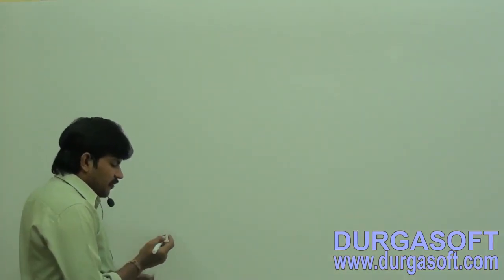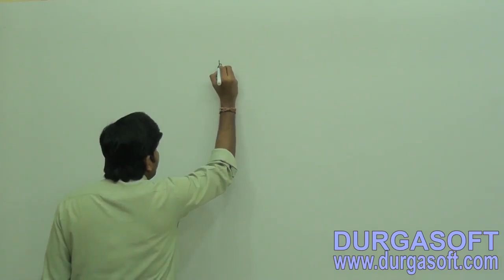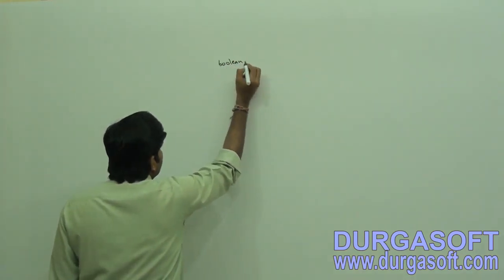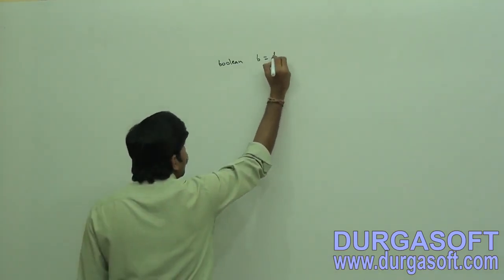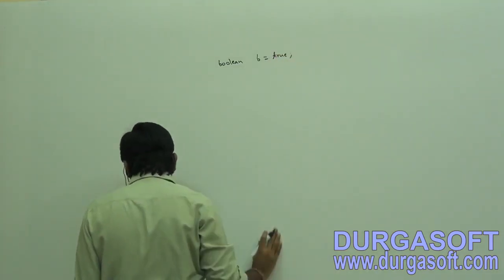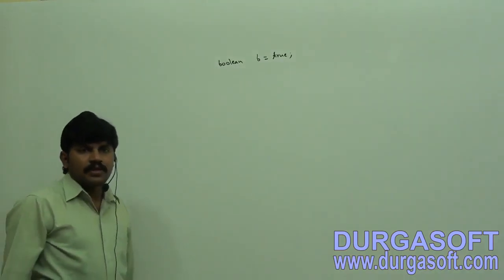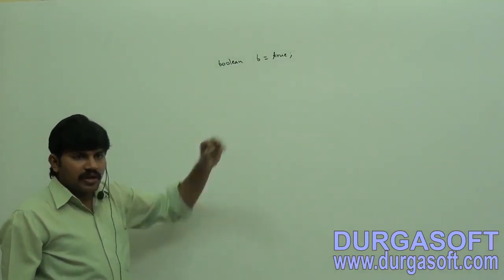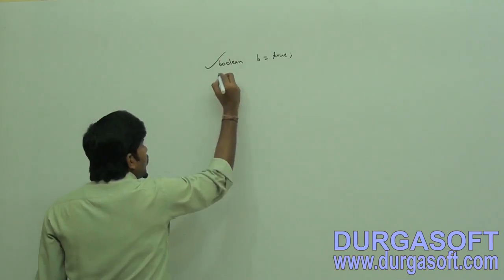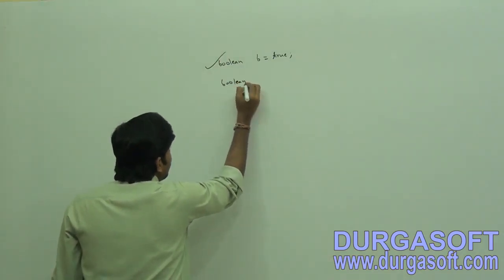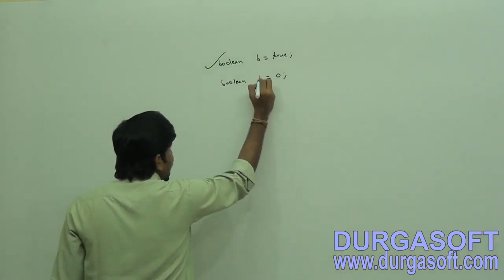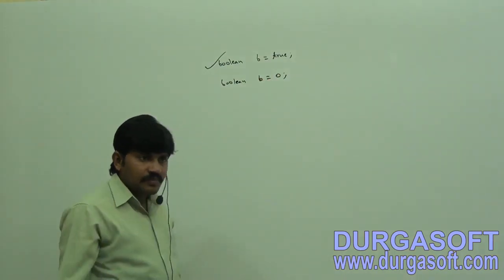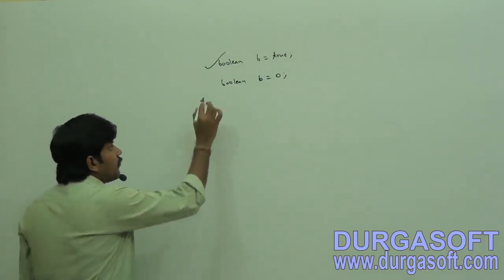Okay, now the next one. See this point well. I am taking an example: boolean b = true. Is it valid or not? Valid, no problem at all. Boolean b = 0, is it valid or invalid? Invalid. We are going to get a compile time error by default.